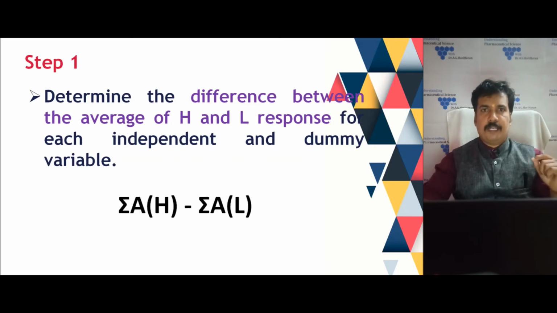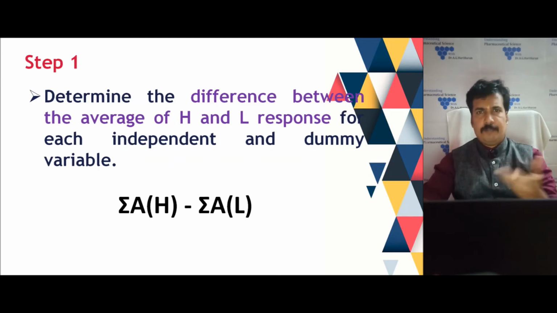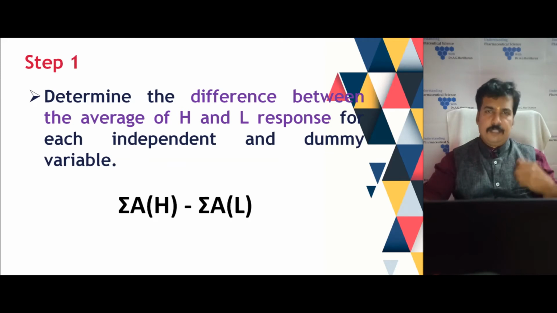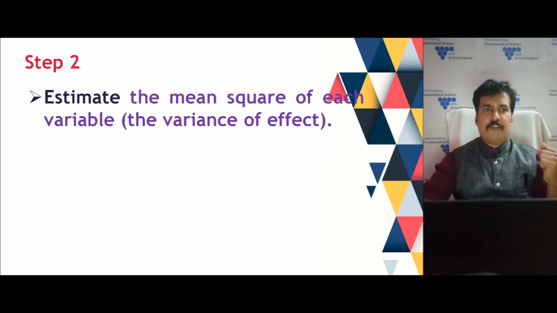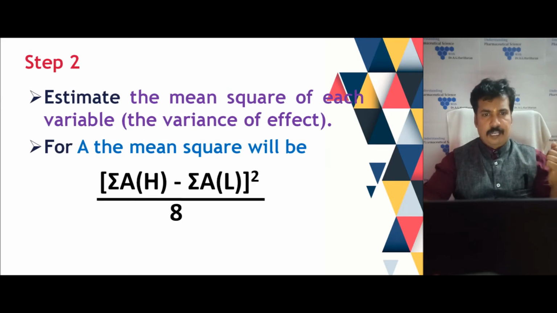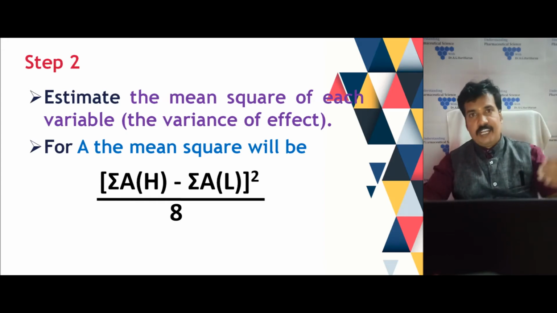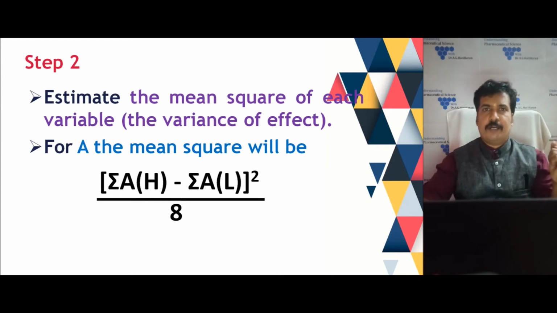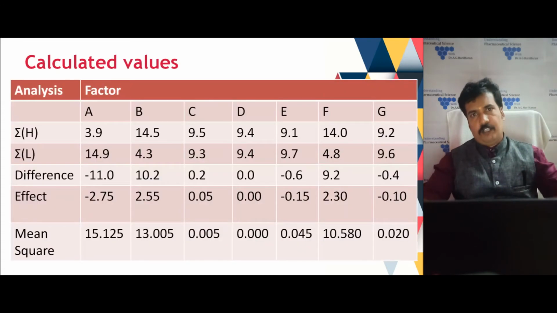A simple mathematical formula: sigma A H minus sigma A L. So we will get a value, for the independent variables as well as for the dummy variables. Then similarly we will calculate the mean square of each variable. This can be calculated by a simple formula that I have shown you: sigma of A H minus sigma of A L, whole square, divided by 8, because we have 8 experiments. If there are more experiments, then it is divided by that particular number of experiments. We will calculate for all the variables.